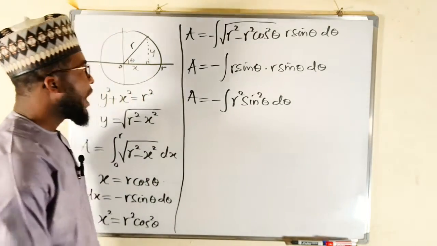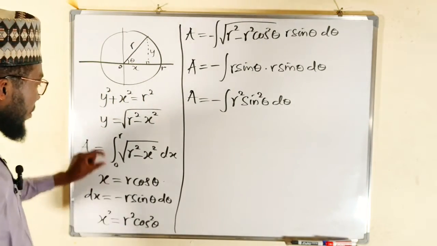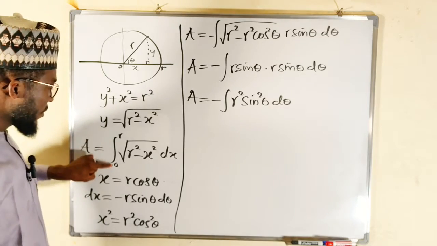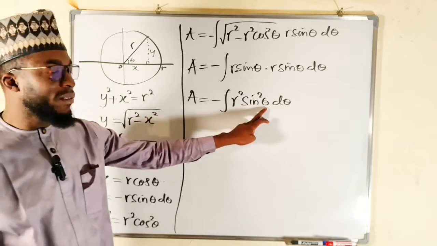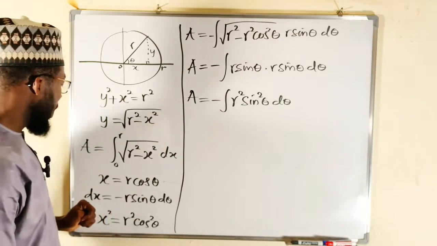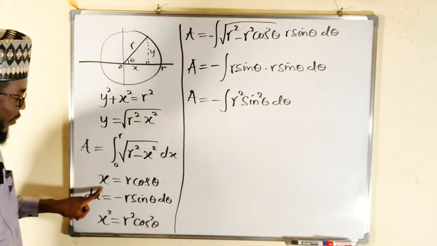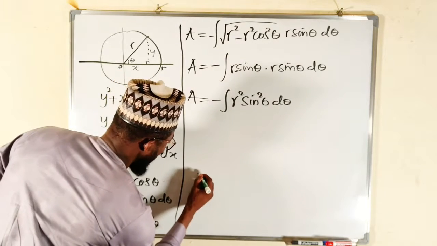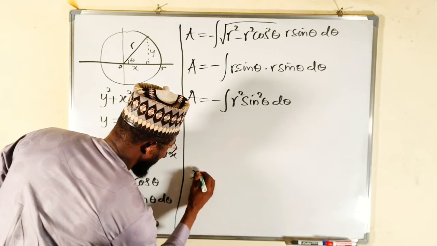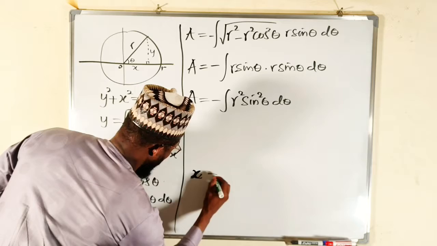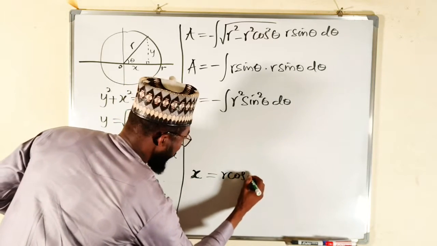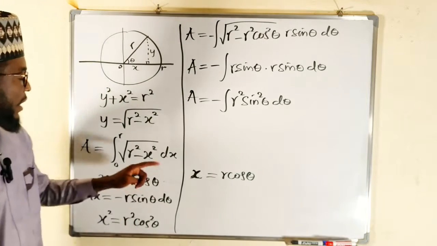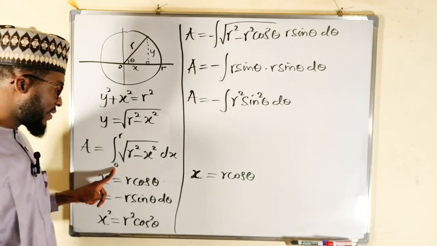But before then, I would like to bring back our boundaries. Remember, we started from 0 up to r, which are in terms of x. But since we're in terms of theta, we have to change the boundaries. And what is the relationship? Just look at it here. We have x equals r cosine theta.